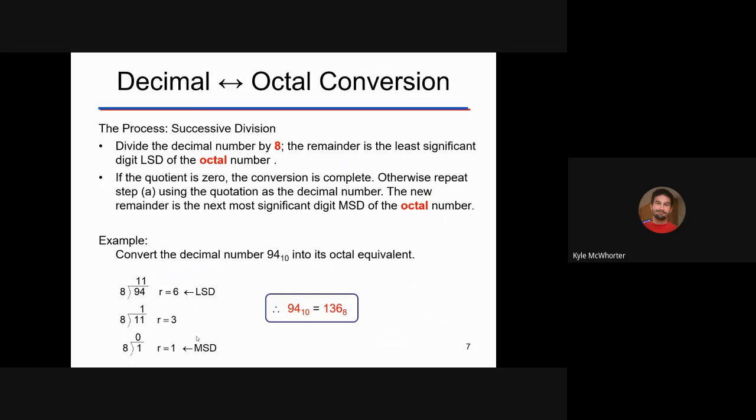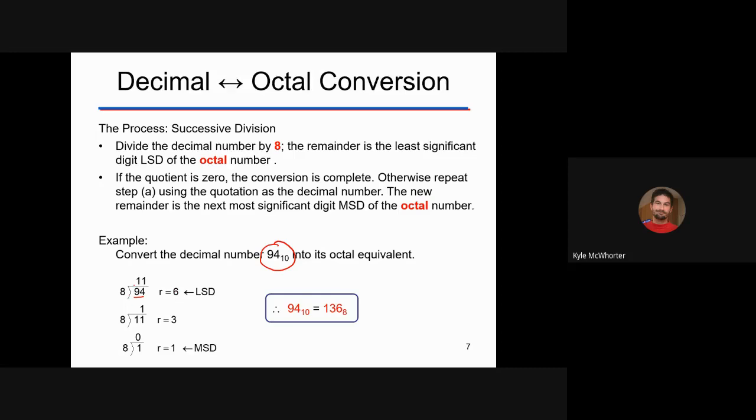So here's an example of them. Here's an example of the process of going from decimal to base 8. Starting with 94 in base 10, we would just start dividing by 8. So we take 94, divide by 8. 8 goes into 94 11 times and has a remainder of 6, right?